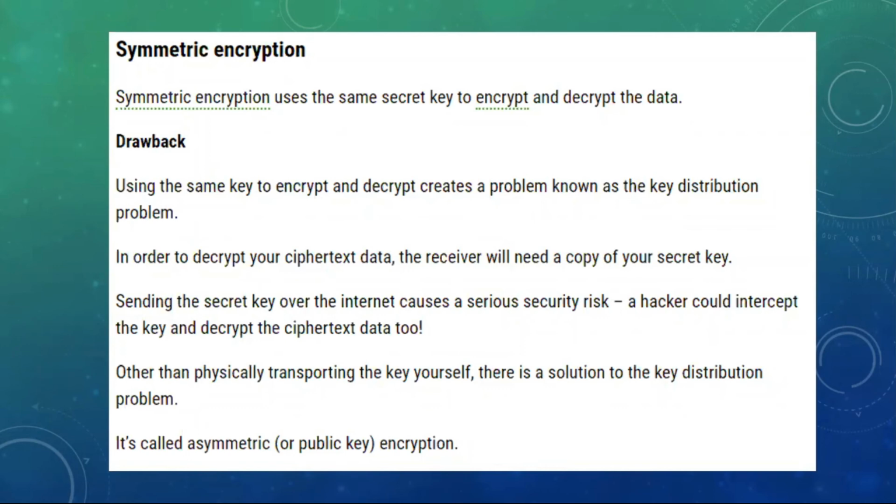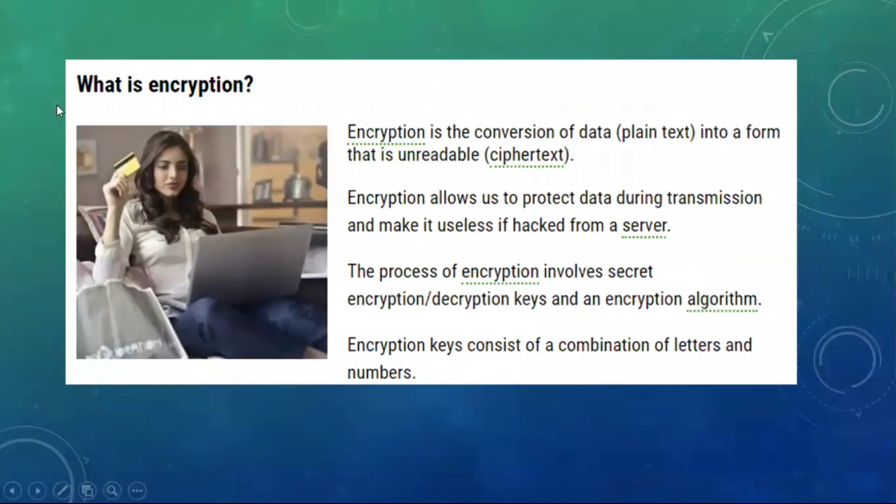Tomorrow or Friday, we're going to look at asymmetric encryption. But just to recap, what is encryption? Encryption is converting a normal text into a ciphertext, plain text to ciphertext, so that it is unreadable. Why do we need encryption? We need encryption to protect our data during transmission.